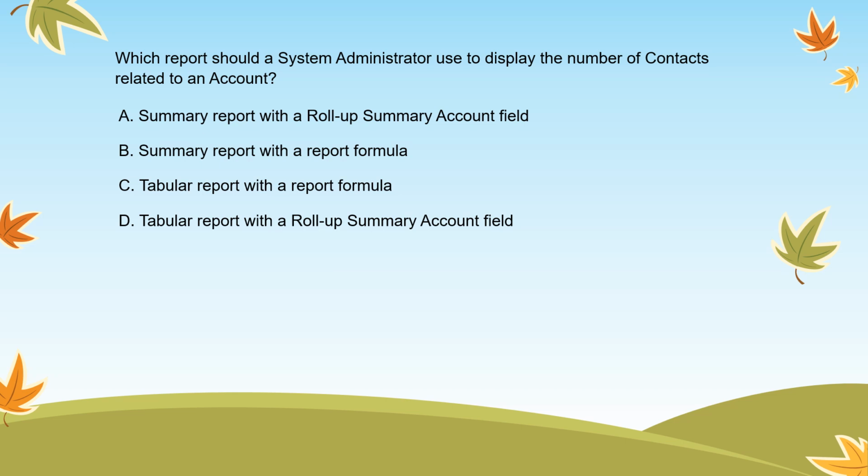A summary report with a report formula. So that means it's going to be a summary, so it's going to have numbers, right? And it's going to have the formula. So it's going to give you the subtotals and the grand totals, because what it's asking is not just for the contacts, like a tabular report would say, Frank, here's his phone number, here's his email address, and he belongs to this company, and this company. It's not asking for that. It wants to know the total number of contacts for a related account. So we're going to go with a summary report with a report formula.